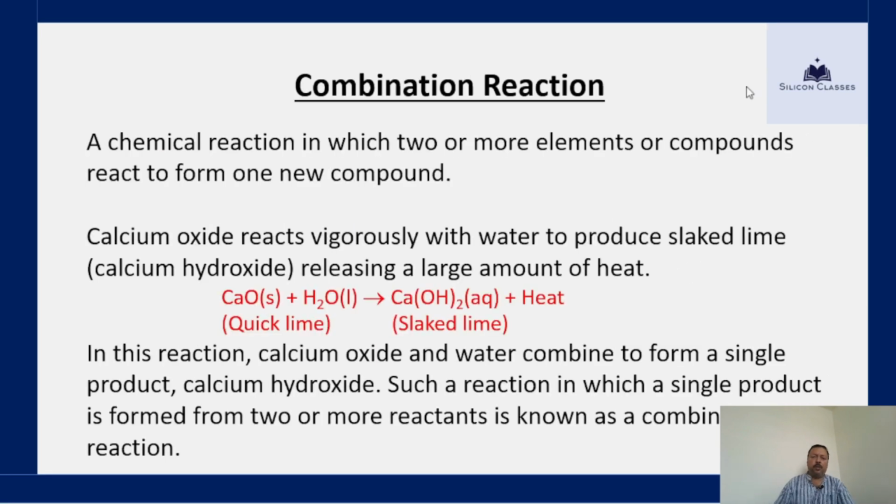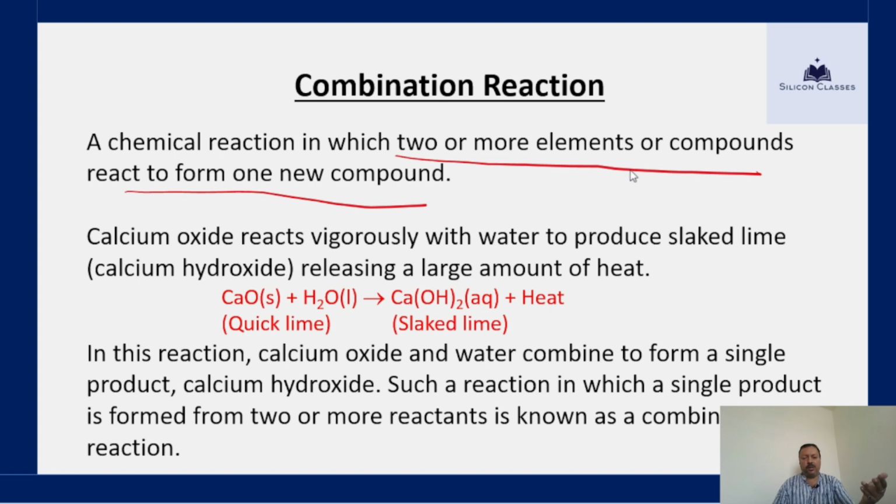Now we are coming to the combination reaction. What is the definition of a combination reaction? A chemical reaction in which 2 or more elements or compounds react to form one new compound. Here we are taking the example of calcium oxide and water. Calcium oxide, that is quicklime, reacts with water to form calcium hydroxide, and heat will be evolved in this particular reaction.